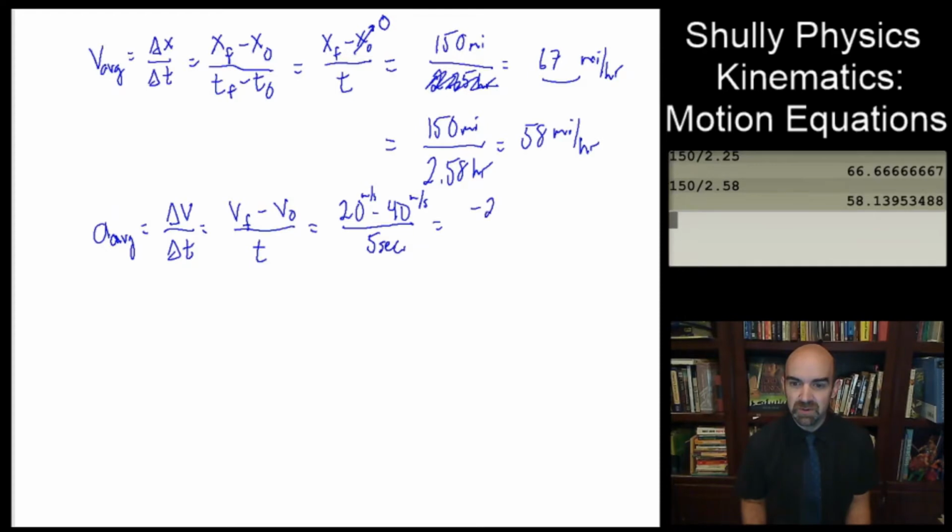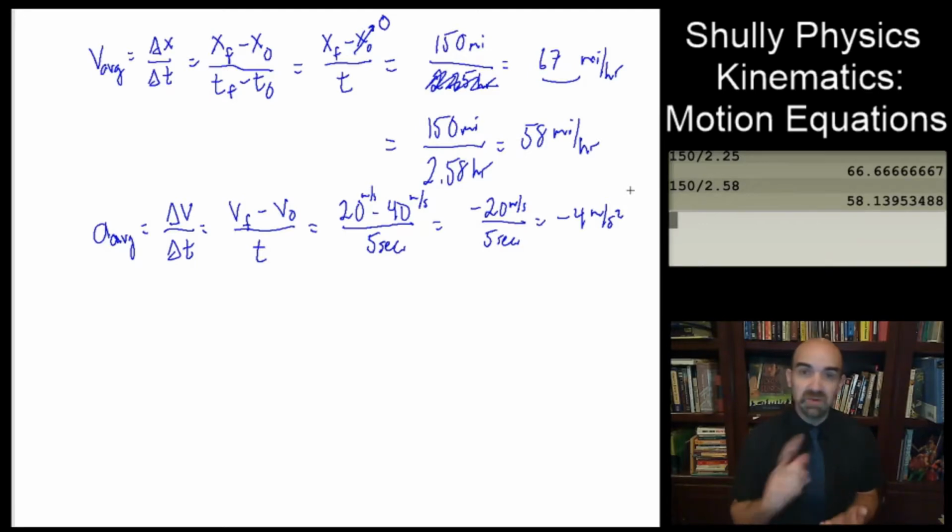You get a negative 20 meters per second over 5 seconds. So your average acceleration would be a negative 4 meters per second squared. And what this means is you're slowing down in the forward direction by 4 meters per second every second you apply the brakes. So if you start at 40, then after 1 second of slowing down, you're now going 36. After 2 seconds, you're going 32. After 3 seconds, 28 meters per second. After 4 seconds, 24. And after 5 seconds, you're down to 20 meters per second. That's how that acceleration works. You get an average acceleration of negative 4 meters per second squared.